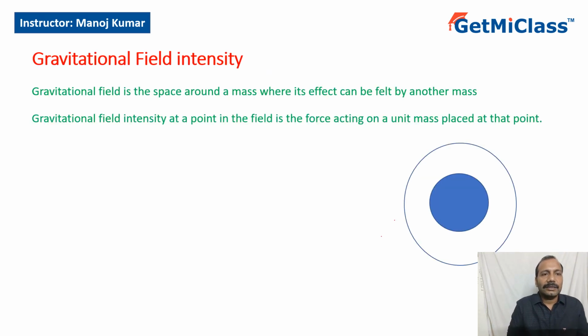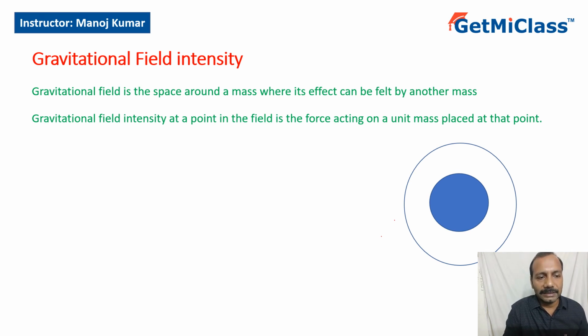So first, let's try to define gravitational field and gravitational field intensity. Gravitational field is the space around a mass where its effect can be felt by another mass. Not only gravitational field, any field. For example, let's say we talk about our acoustic field or the sound field. That means if I'm talking, if you are in a region of my sound field, you can hear what I'm speaking. And if you are out of the region of my sound field or acoustic field, you cannot hear what I'm speaking.